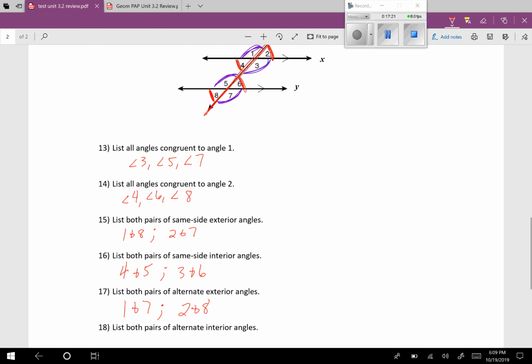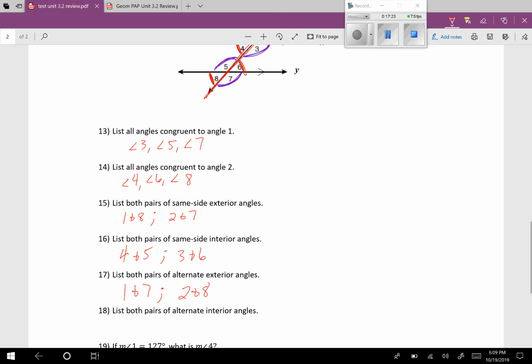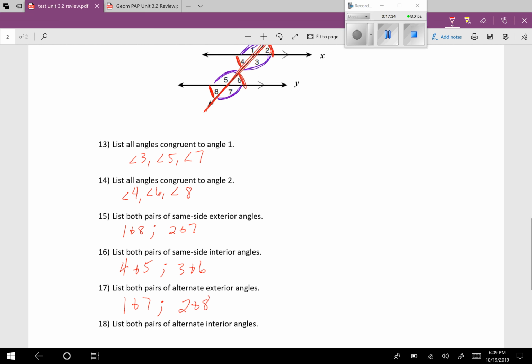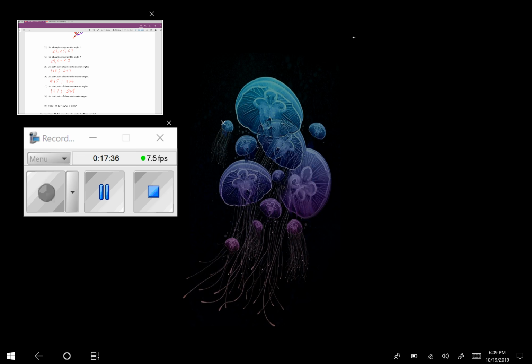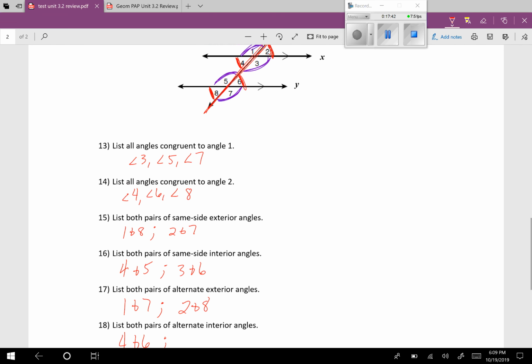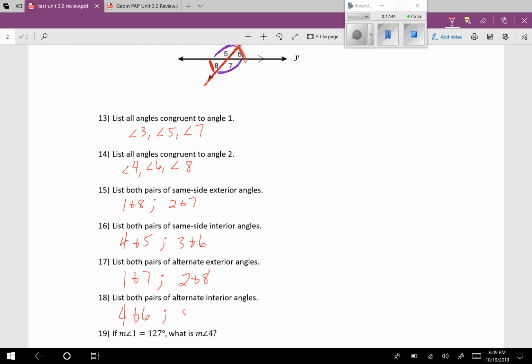Okay, 18, it says list both pairs of alternate interior angles. So again, alternate means on either side of our transversal, but interior means between the two parallel lines. So in this case, we have 4 and 6, and 5 and 3.